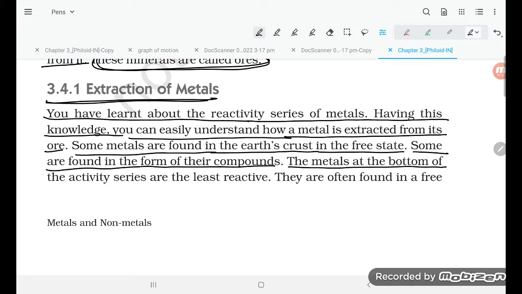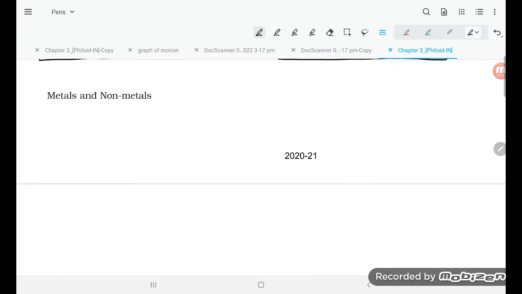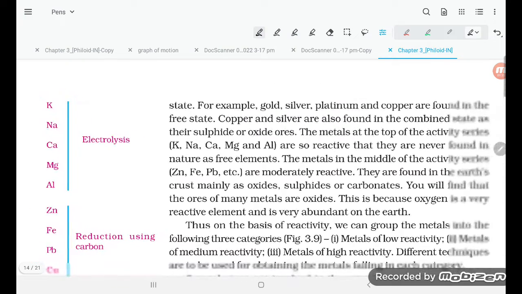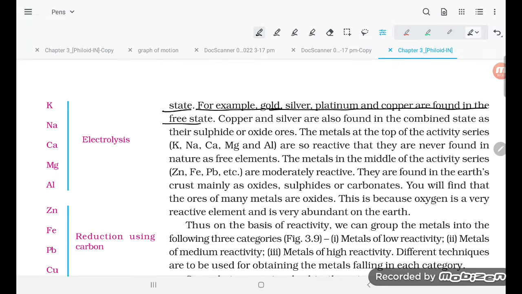The metals at the bottom of the reactivity series are the least reactive. They are often found in the free state. For example, gold, silver, platinum, and copper are found in the free state. Copper and silver are also found in the combined state as sulfide or oxide ores.